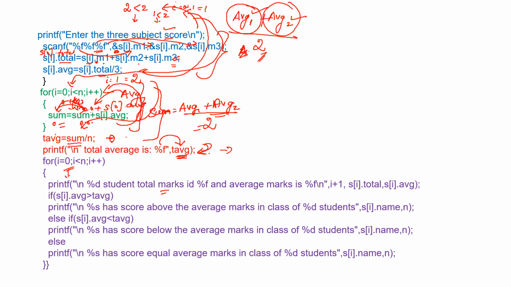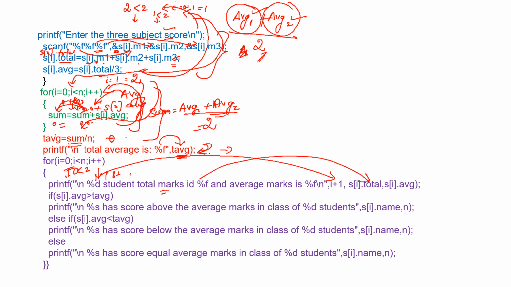See here, when i is equal to 0, is 0 less than 2? Yes. Now it takes care of your first student. printf \n %d student total mark. What is %d? %d will be replaced by i plus 1. So, first student total marks is %f.